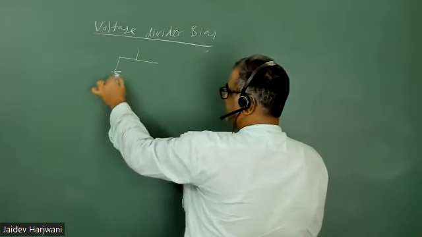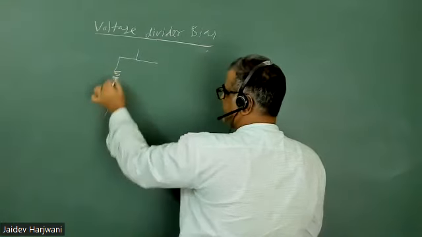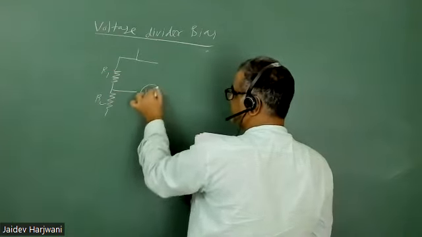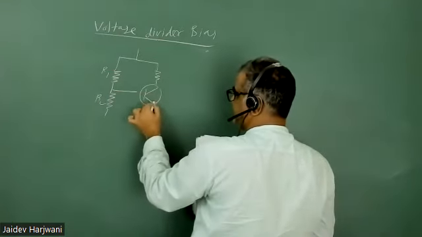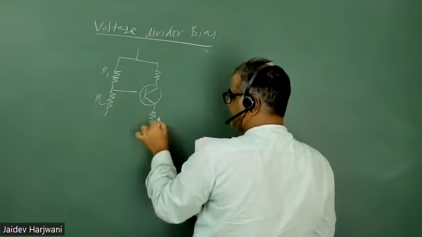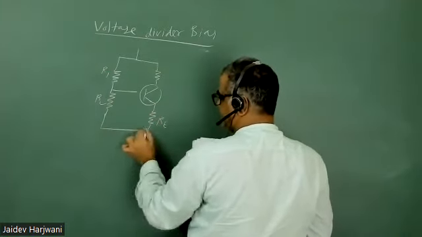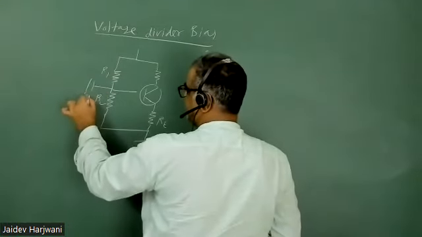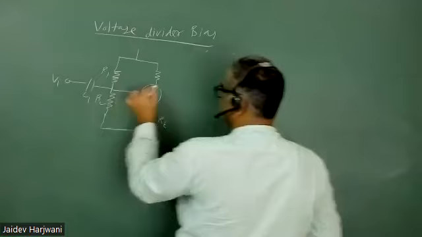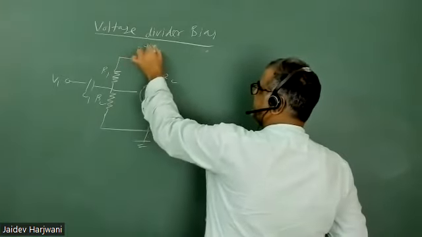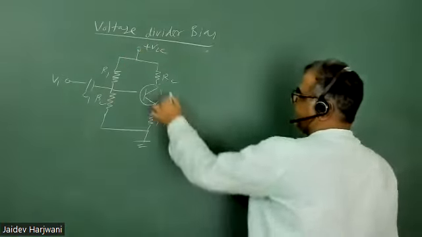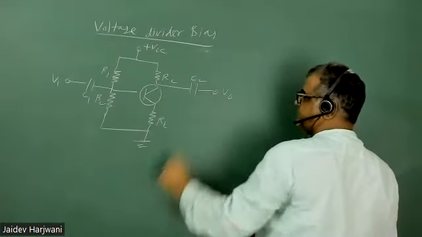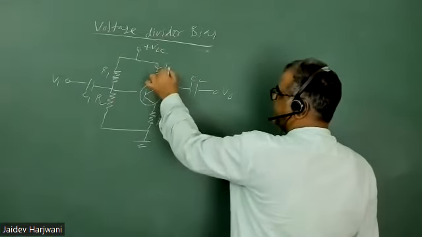So you have this R1, and then you have R2, and then you have this base. Here you have RC, and then you have RE. These are grounded, and here you have a capacitor C1, V input, RC plus VCC. And here you have again a capacitor C2, and here you are measuring V output. I naught current is coming here.